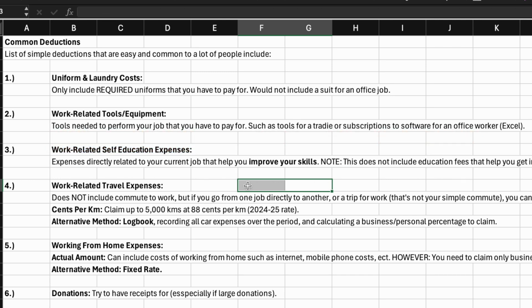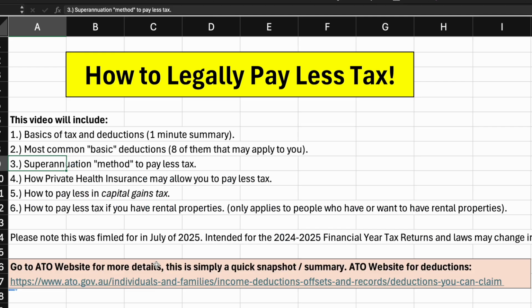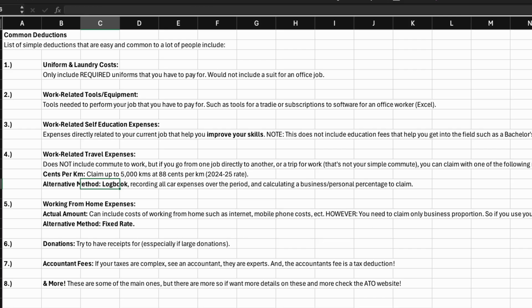One important thing to note is there's a maximum of 5,000 kilometers you can claim. So if you travel more than that, you can't claim more than 5,000 work-related travel kilometers. That is the limit, 5,000. Now there is an alternative method called the logbook method. I won't go over that one, but if you want to have a look, go to the ATO website, which I put in the description, and you can have a more detailed look at all of this stuff, as well as other stuff that's on there.